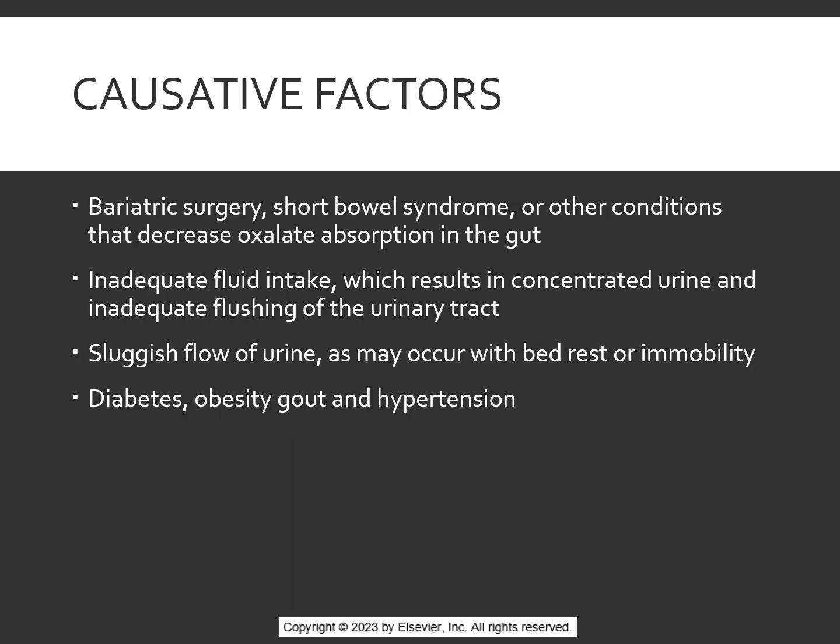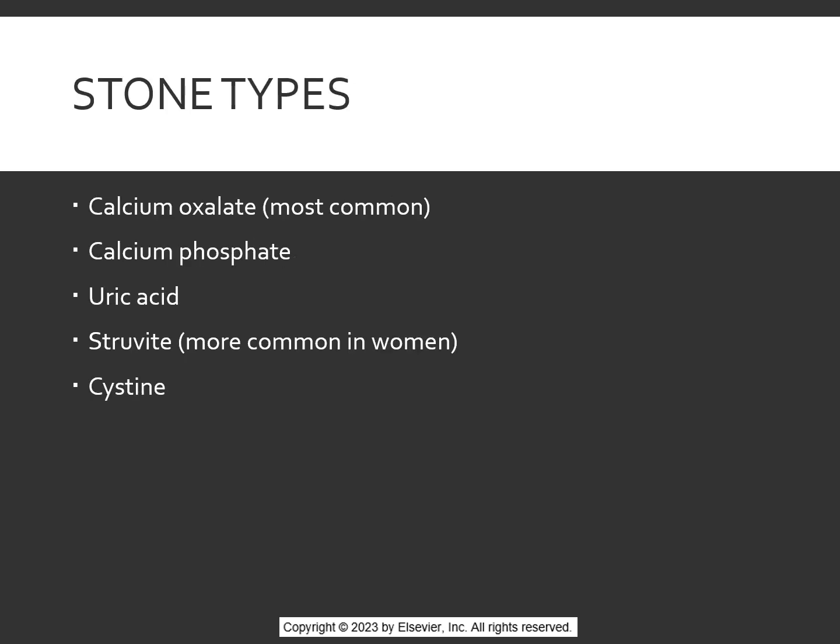Certain conditions will predispose a person to having renal calculi. Among the most causative factors are bariatric surgery, short bowel syndrome, or other conditions that decrease oxalate absorption in the gut. Inadequate fluid intake, which results in concentrated urine and inadequate flushing of the urinary tract, sluggish flow of urine, as may occur with bed rest or immobility, and diabetes, obesity, gout, and hypertension. The most common type of stone is formed from calcium oxalate and less often calcium phosphate.